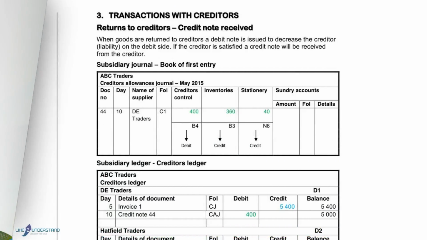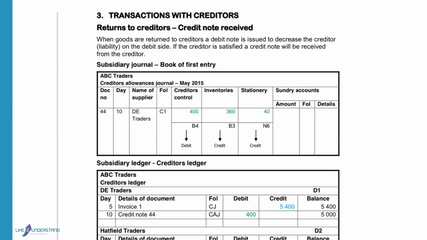Good morning. We will pay attention to transactions with creditors today. First of all, we will purchase goods on credit that we've done in the previous lesson. And then secondly, the goods can be returned to the creditors and we will receive a credit note if they are satisfied to receive the goods back, and then we will record the entry.